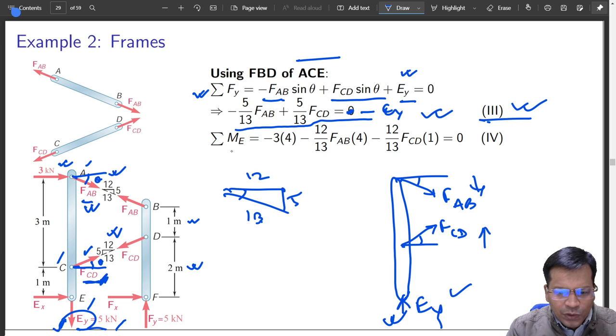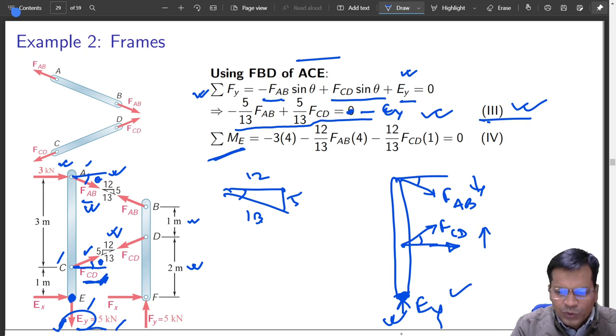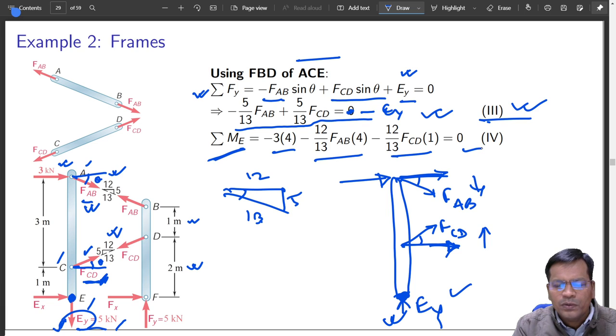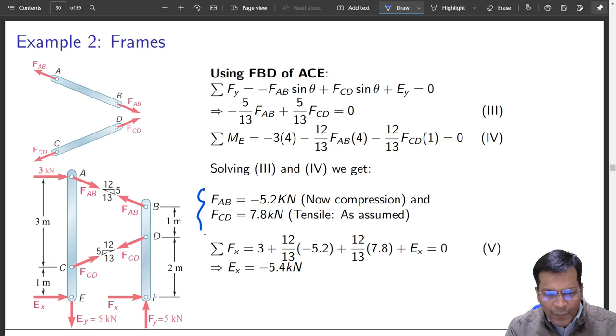So, again, coming to moment at E, if I take moment at this point, that means horizontal components are significant. Vertical components will pass through that point itself. So the horizontal component, this horizontal component, and the external force component, 3 × 4, horizontal component should equate to 0. Is it okay? Fine. So now, solving this and this can immediately give me this FAB and FCD.